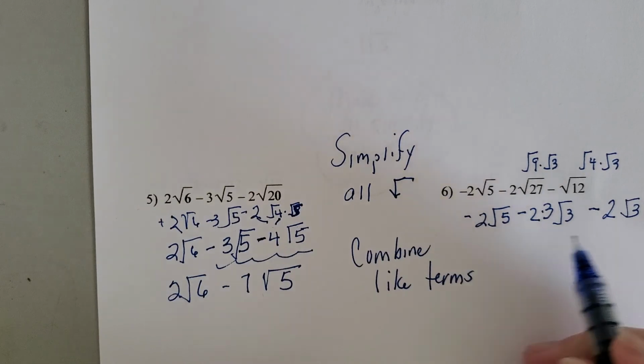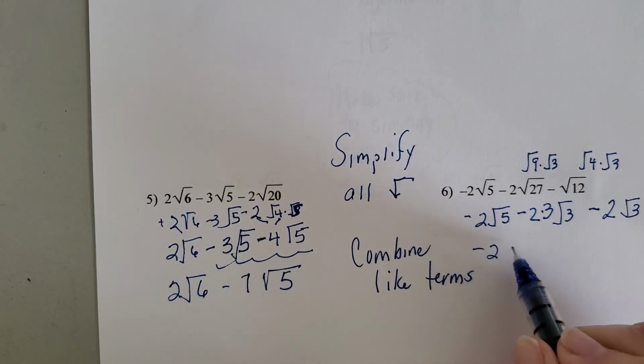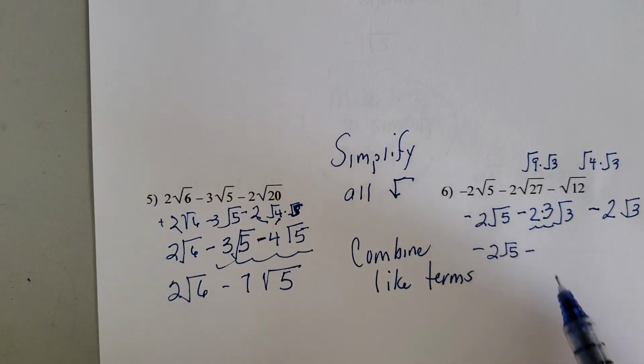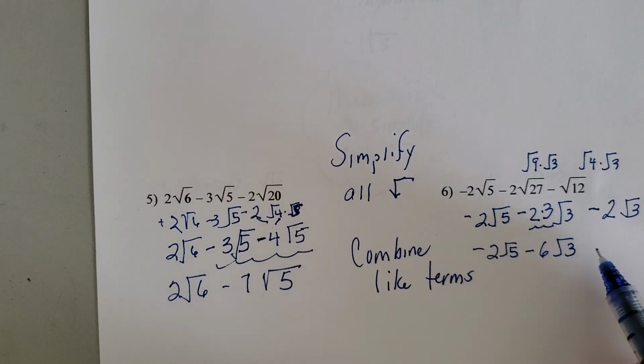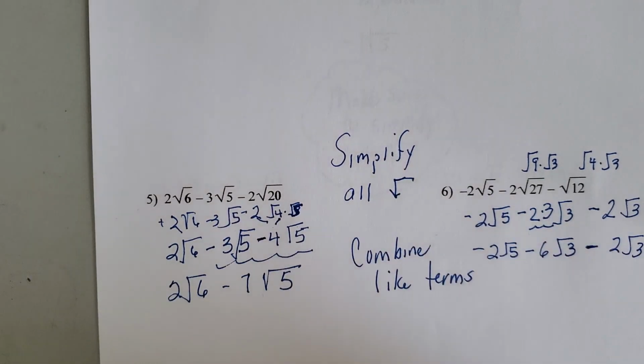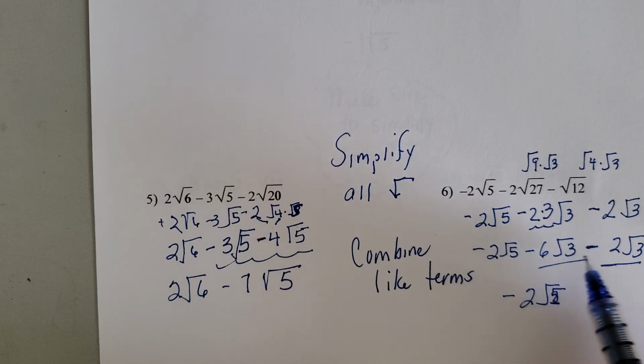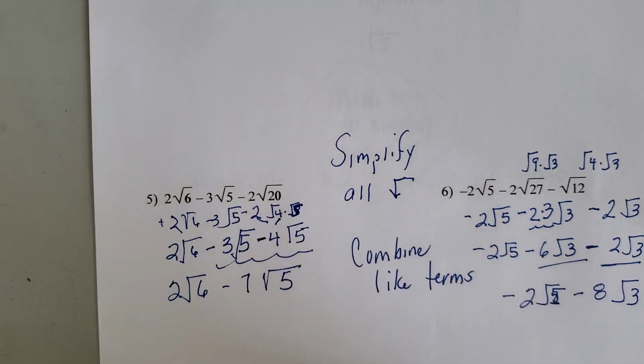So let's go through and simplify this again. We've got a negative 2 radical 5. These are both outside the radical sign, so we need to multiply them. So we have a negative 6 radical 3. And bring this down, a negative 2 radical 3. And now we have some like terms here. These both have a radical 3. So we bring down the 2 radical 5. And we have a -6 and a -2, which gives us a -8 radical 3.